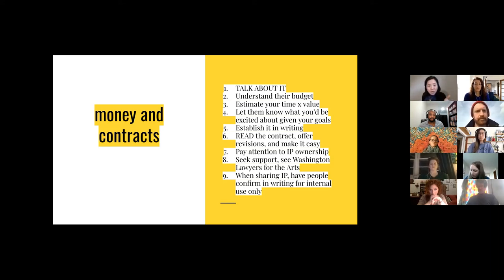So estimate your time, think about what your time is worth per hour, and then lob over a number. Because at the end of the day, you're gonna be doing the work. So what is that number in which you're gonna be super excited? And maybe that's not what they typically pay, but this is your starting off point.